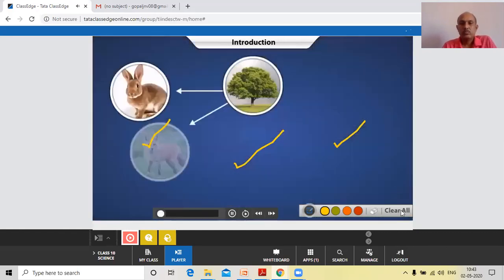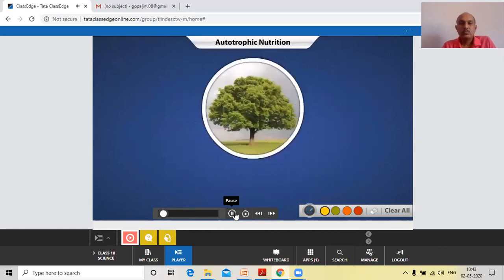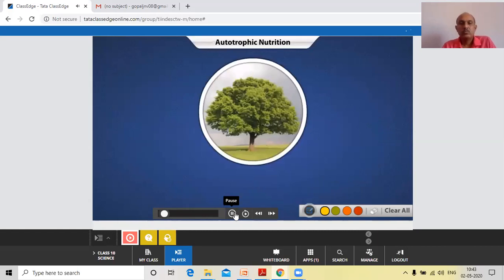All animals depend on plants, either directly or indirectly, for their nutrition. See, whatever animals are here, they depend directly or indirectly on plants. But how do plants get their nutrition? Plants are autotrophs. The term autotroph is derived from two Greek words, auto meaning self and trophic meaning nutrition. So autotrophic means self-nutrition, self-feeding, khud khana bana ke khana. This implies that autotrophs are self-feeding. This type of nutrition is called autotrophic nutrition.